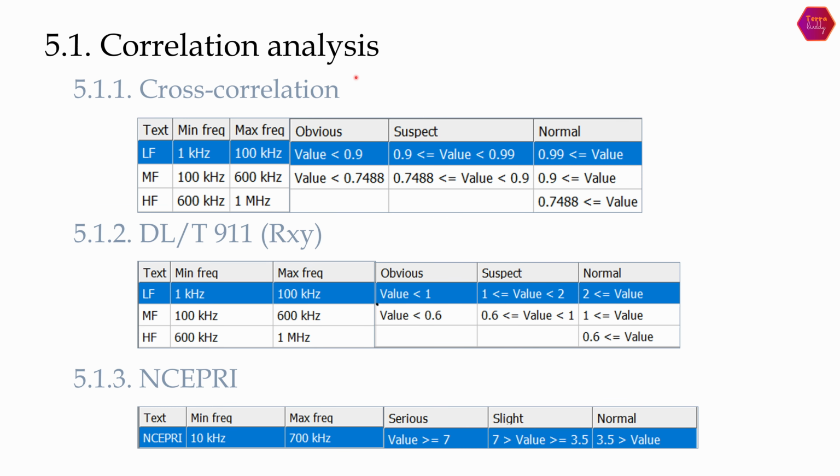In correlation analysis, three pre-built standards are present which can be used to analyze the responses. Each standard has a frequency band in which the analysis is done. Cross correlation and DLT have the same frequency bands, whereas NC-PRI has a different frequency band. Each standard specifies the amount of deviation between the two input graphs within its frequency range.